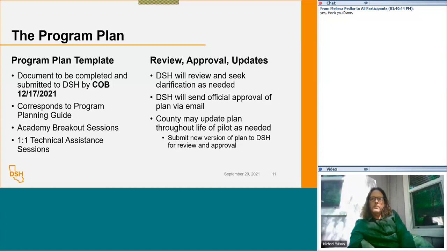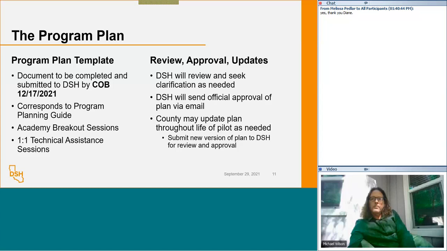So this plan template is going to correspond to the county planning guide, which is a document that was also developed by CSG and was part of the materials that I sent out. You can use that planning guide to help you complete your program plan template. As well as, each of our 5 academy training sessions will be focused on helping you complete certain parts of that program plan template. And we will be having breakout sessions in each of these training days for you all to work on drafting, or at least starting to talk through different sections of that program plan.